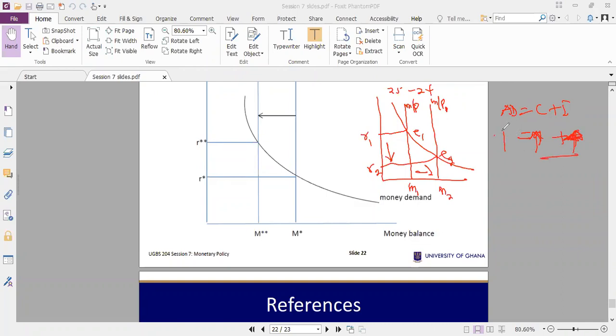Whilst this too is increasing, we are expecting aggregate demand to increase. And if aggregate demand increases, we know what will happen in the market. Demand is increasing, so we are expecting prices to also increase, because if demand increases, there will be a shortage, and this shortage will cause the price to increase. So that's the whole idea. Please, who doesn't understand up to this point?